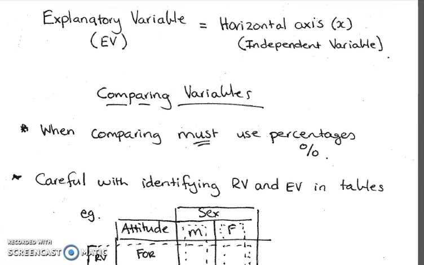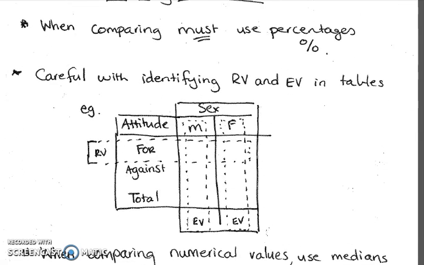Careful when identifying your RV and your EV variables in tables. Here's an example. These are your RV variables across here. So for example, your attitude for, against, and your EV variables are here, so male and female. Be very, very careful. Have a look in Chapter 3 for some further examples of this if you're unsure of how to identify.